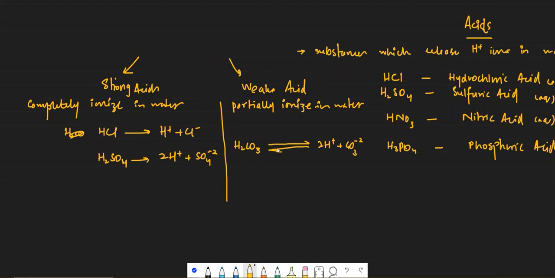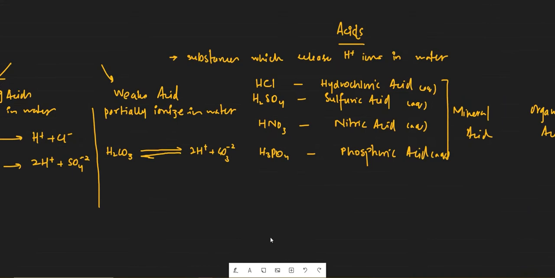Whenever you are writing the dissociation of a weak acid, they will tell you that some acid is a weak acid. Write down the dissociation of that acid. So always remember that you'll use this two directional arrow, because it shows that all of the acid is not converted into ions. Most of it remains on the left hand side. That's why it's a weak acid. It's only partially ionized in water. Okay, so that's how you classify acids.